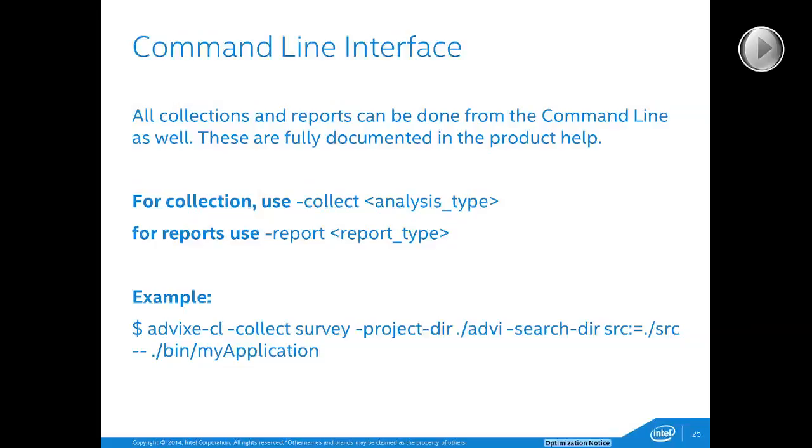So for collection, it's just a simple collect and what you want, and for report, it's a report and what you want. And I've written down just one brief example here. This particular one says collect survey data. It says that I want the project information stored in /adv. It has information about search directories, but most of this is not required. You could write this very simply by just having collect survey and the name of the application and run, and you'd be done with it.